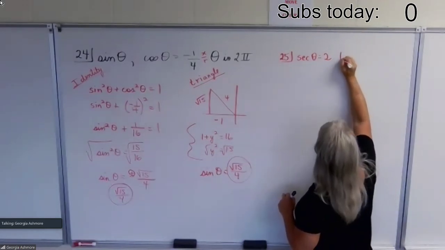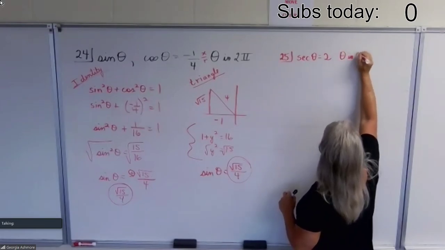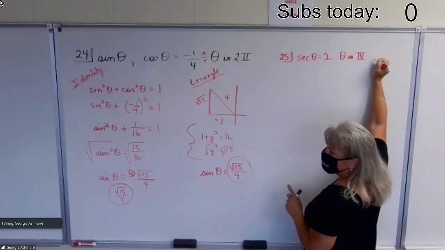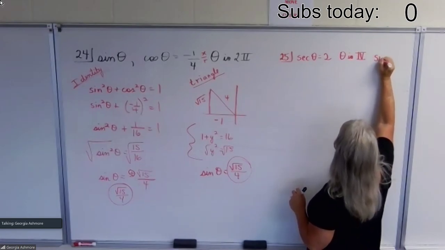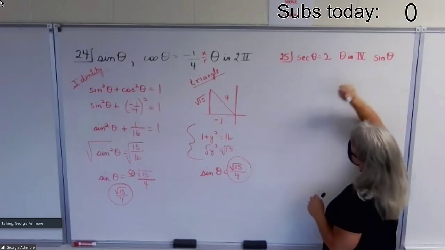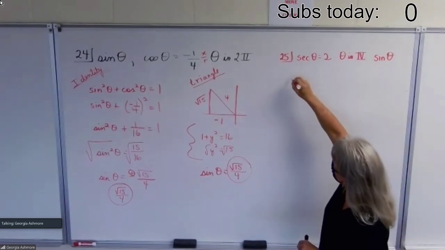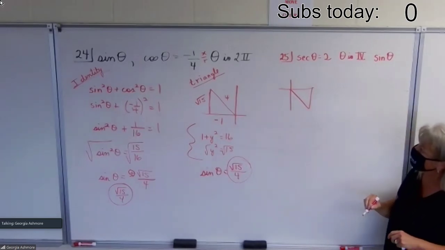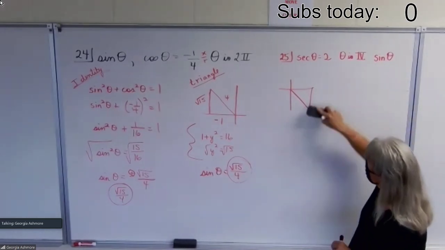And theta is in quadrant 4. And they're wanting me to find sine theta. All right, theta is in quadrant 4. There's my triangle. Make sure that that's a perpendicular.